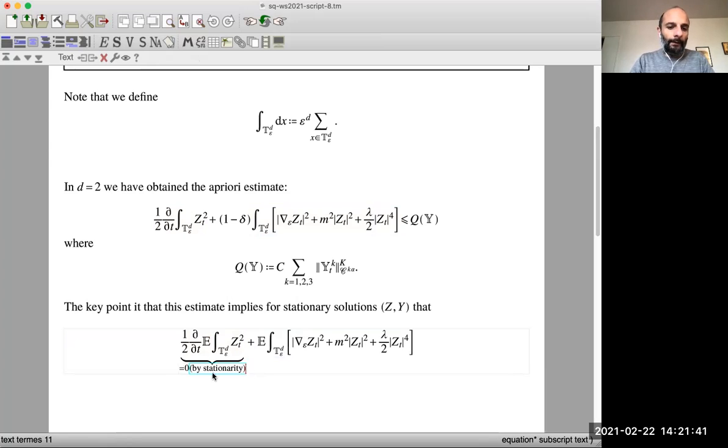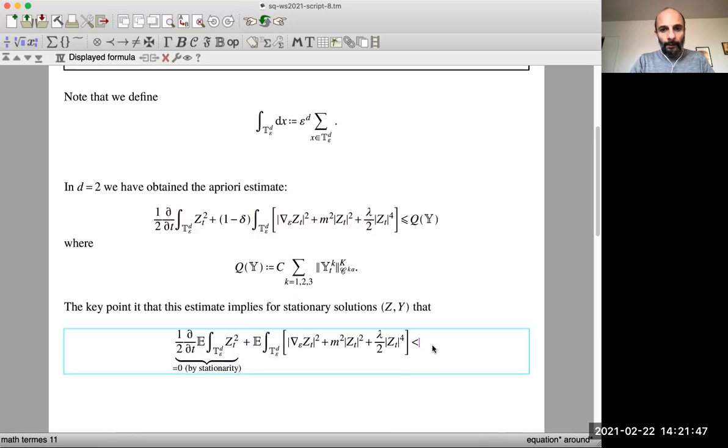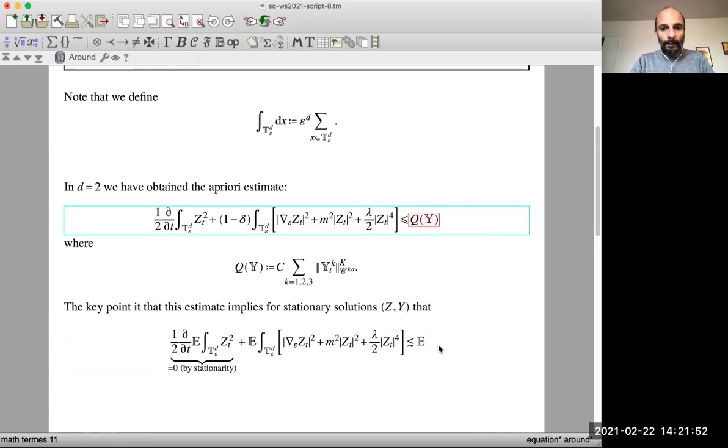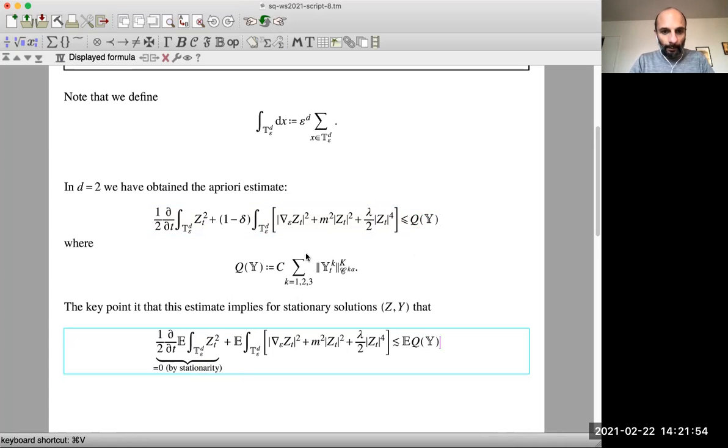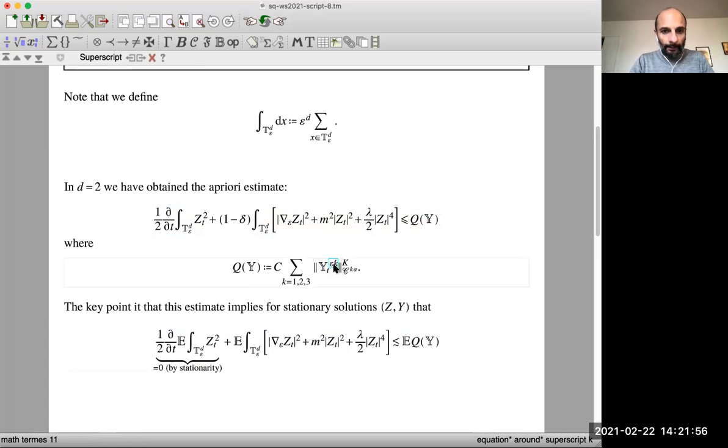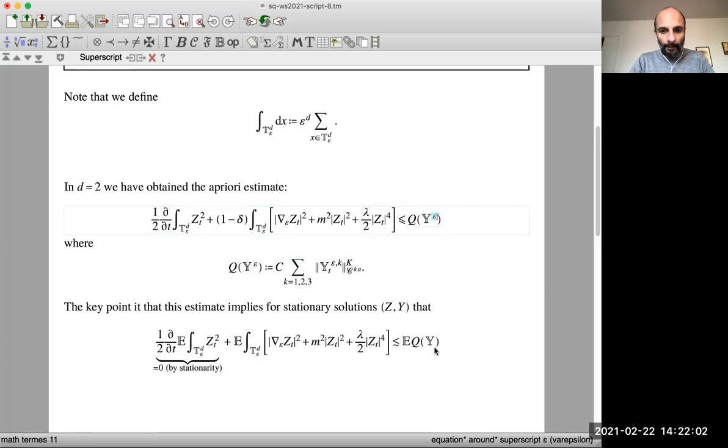If it's not really stationary, you can do it in other ways, okay? But you have this, and then you have a constant, and then you have the average of this Q, okay? And this is uniform. If you want, this is depending on epsilon, okay? So this is maybe U epsilon. So let me point out that this depends on epsilon.